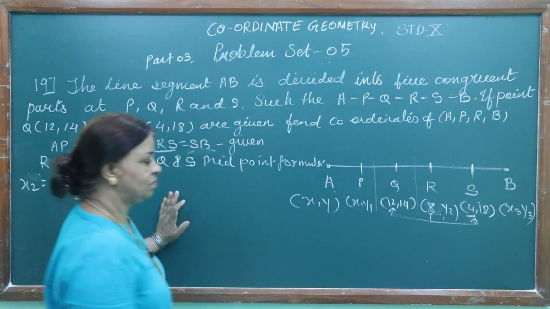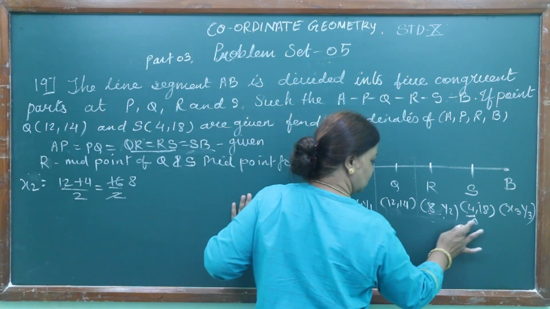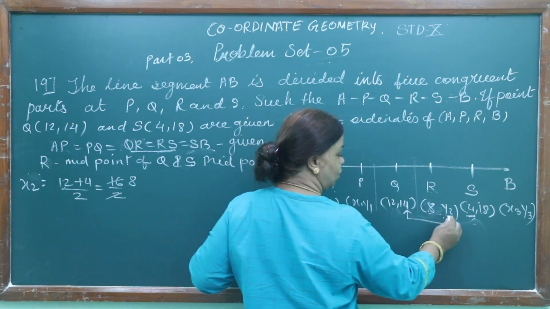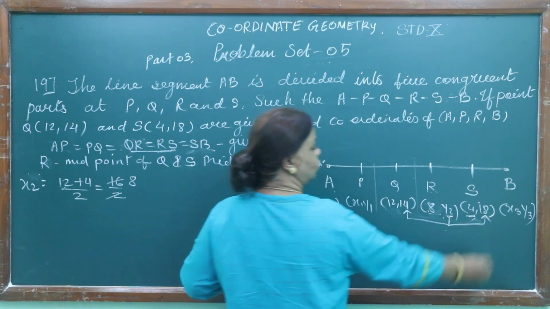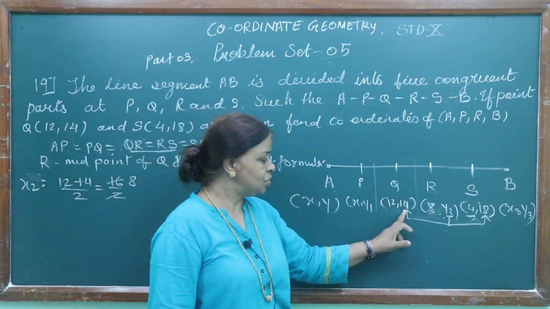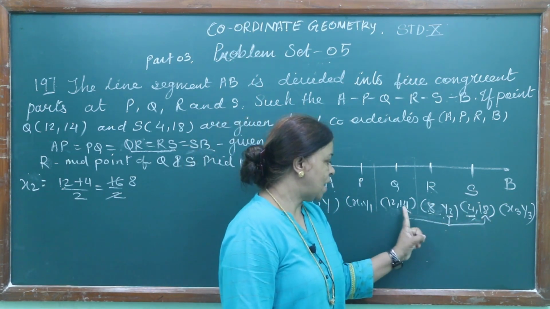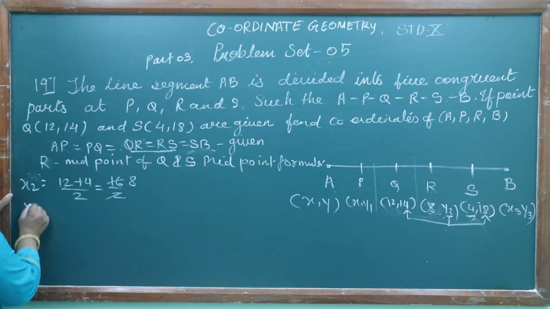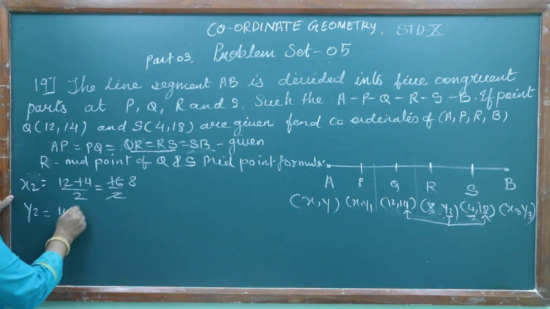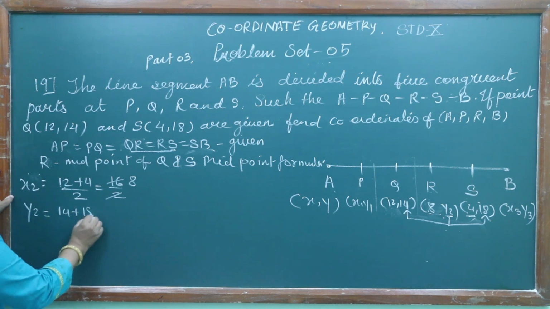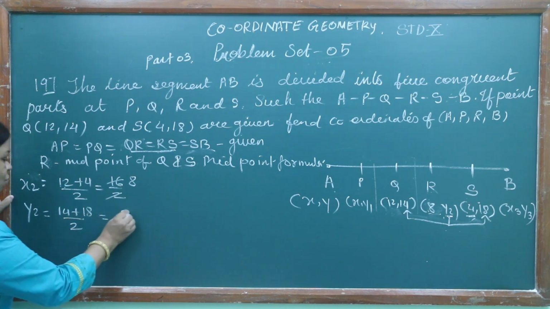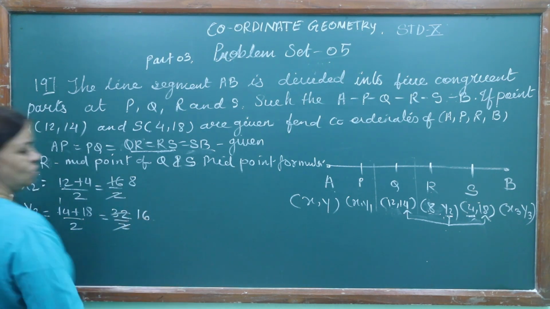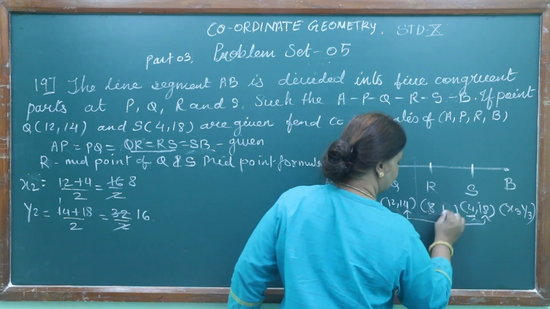Now the y coordinate. R is the midpoint, and the y coordinate of R will be equal to the sum of the y coordinates of Q and S upon 2. The y coordinate of Q is 14, the y coordinate of S is 18. So y2 will be equal to 14 plus 18 upon 2, which is 32 upon 2, and this is 16. So we got the y coordinate as 16, children.